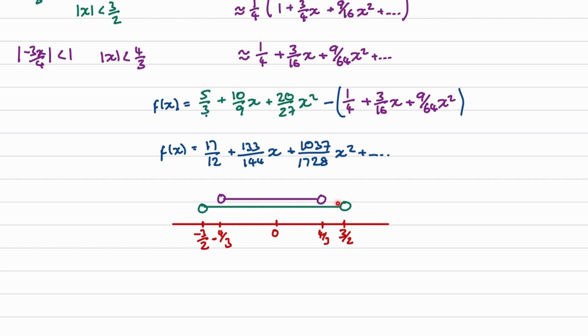Because if we go beyond that, these values of x will not be valid for our purple fraction. Okay? So the expansion is valid when the magnitude of x is less than 4/3. Okay?